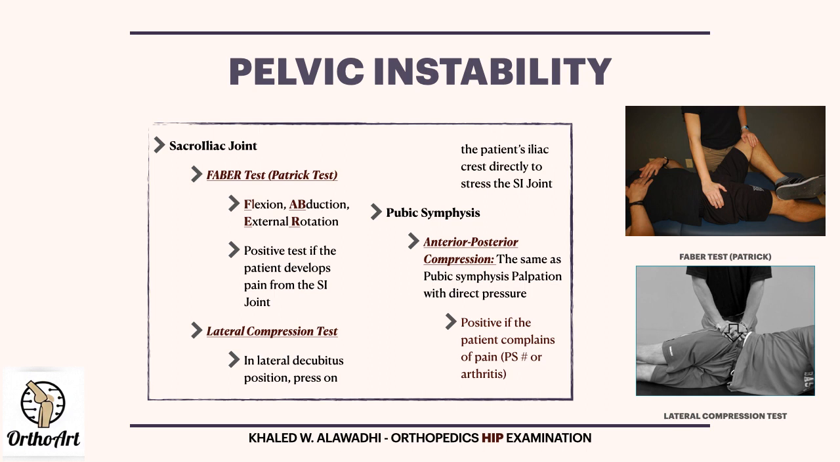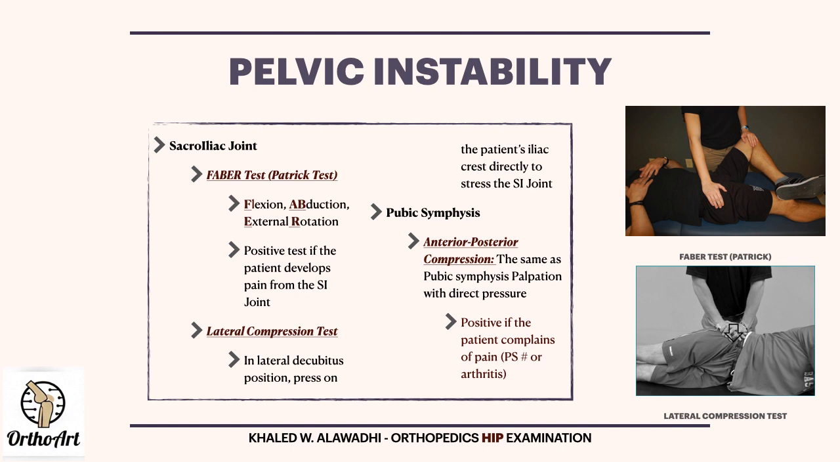So to test for the sacroiliac joint, we do a test called the FABER test, or Patrick's test. It's actually a mnemonic for flexion, abduction, and external rotation. As shown here in the picture, he's flexing the hip, externally rotated, as shown earlier during the range of motion, then abducted. Then the examiner will place his hand on the contralateral hip side for stabilization, and then press down. A positive test will show if the patient develops pain from the SI joint.